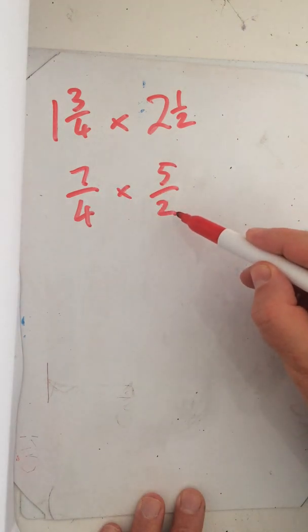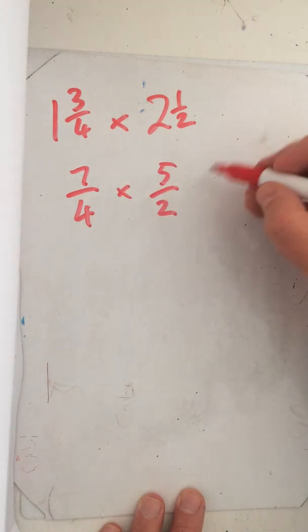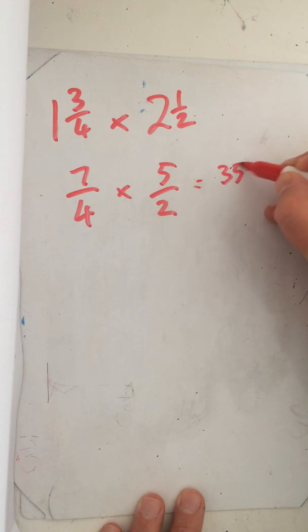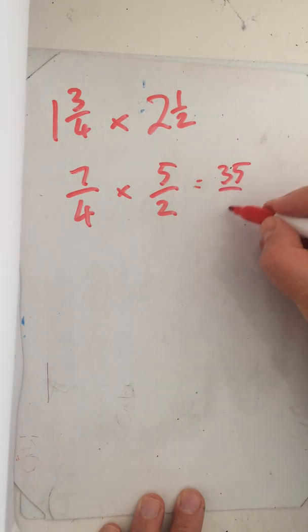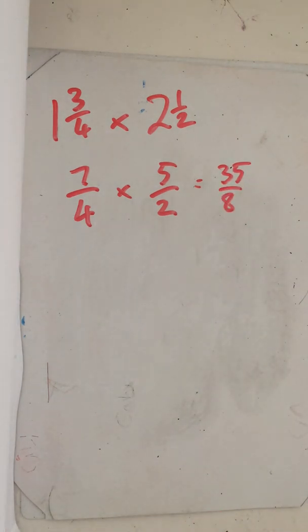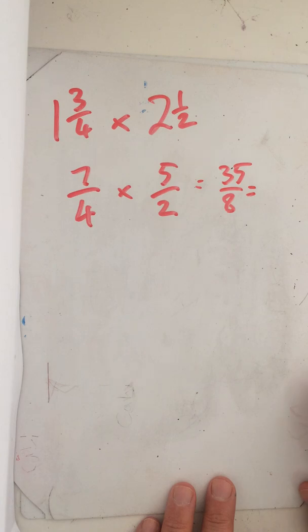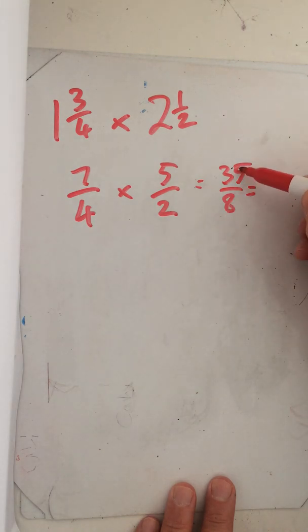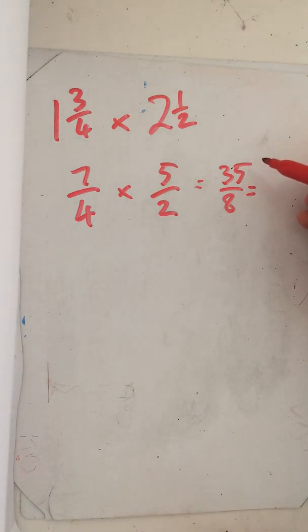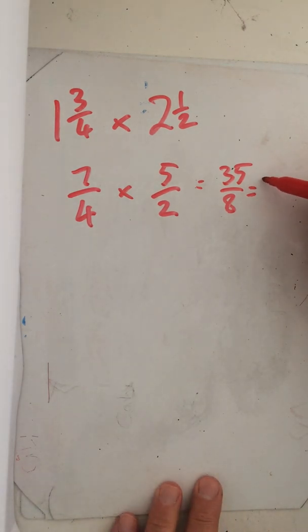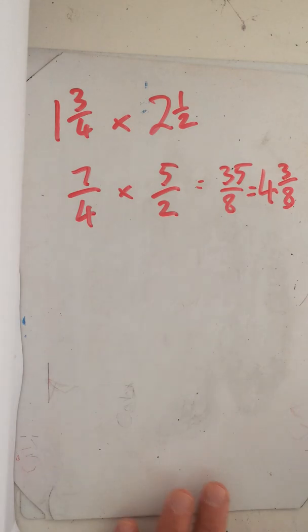Can I cross simplify? No. Okay. 7 5s are 35. Okay. 4 times 2 is 8. But what I've been left with here now is again an improper fraction. Okay. So I have to turn this into a mixed number. How many 8s are in 36? So 4 8s are 32. Remainder 3. 4 and 3/8.